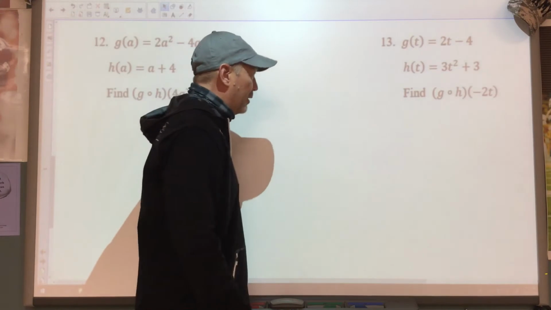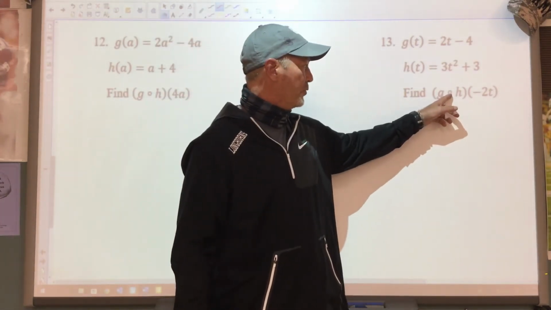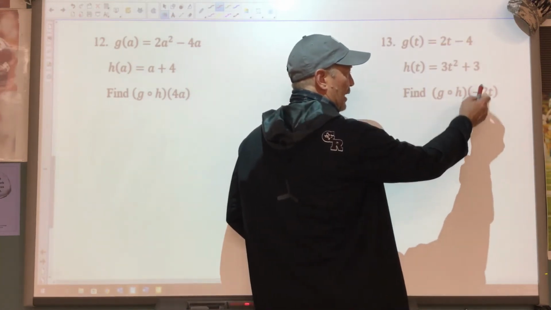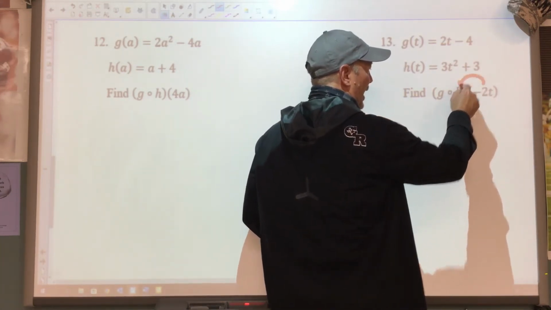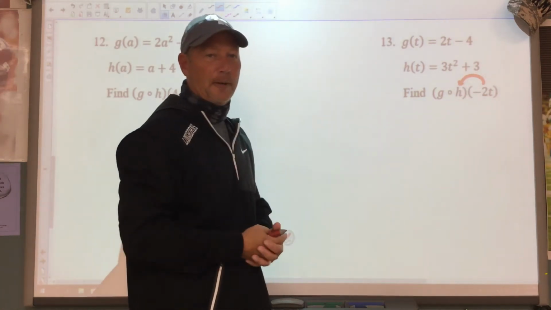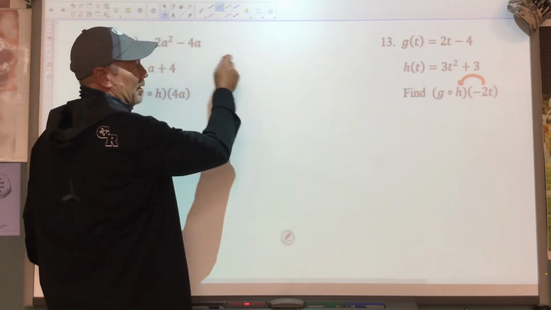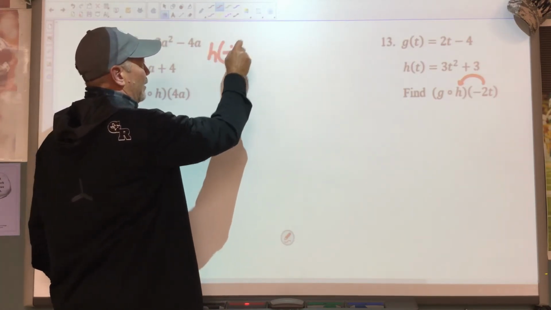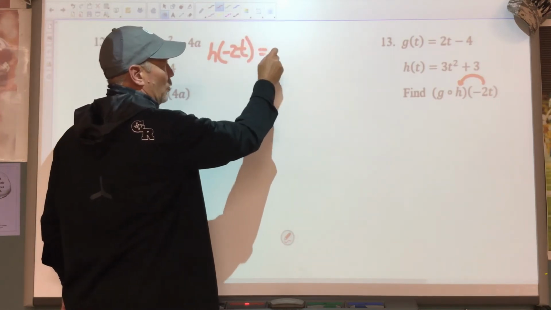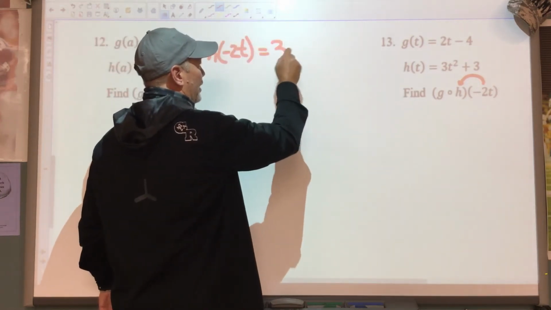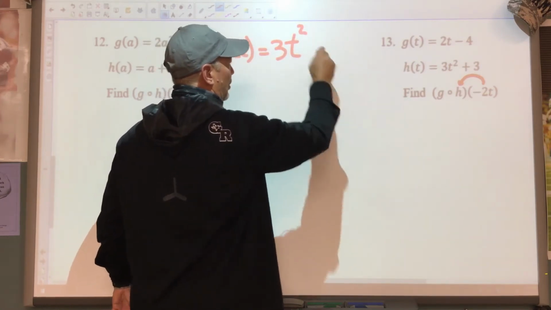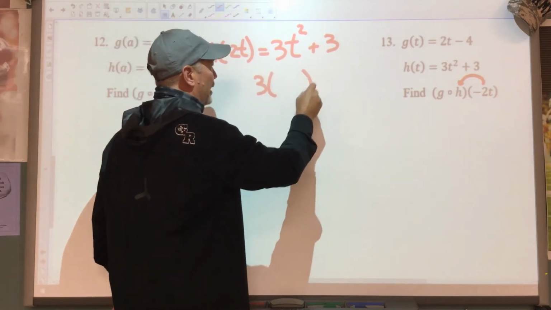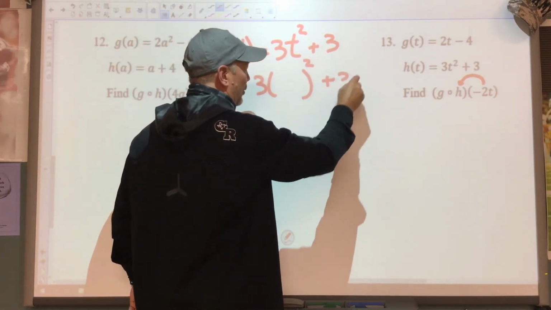Okay, look at number 13. We still have another open circle. It's another composition. Okay? Remember now, we're going to take the -2t and we're going to evaluate it for the h function first. We're going to substitute in there. So what do we have? Into our h problem, we have h of -2t equals 3t squared plus 3. This means 3 times somebody squared plus 3.